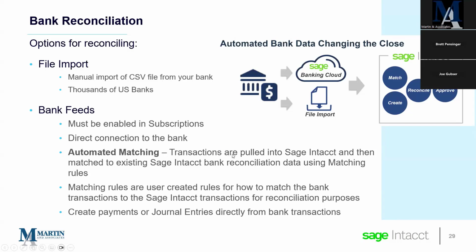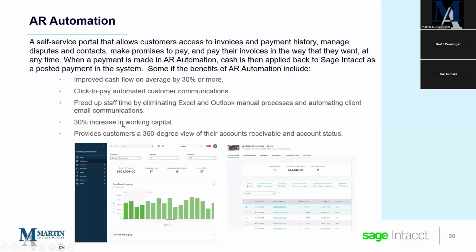When it pulls transactions into Sage Intacct, it'll match against the existing Sage Intacct bank reconciliation data using the matching rules that you set up. And if you have things inside the bank that aren't entered in Sage Intacct yet, like a fee or interest that you earn, things of that nature, the system can automatically create the payments and/or journal entries in Sage Intacct right from the bank feed to save you time from having to enter that information in.